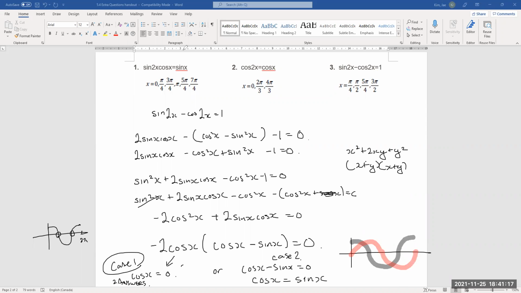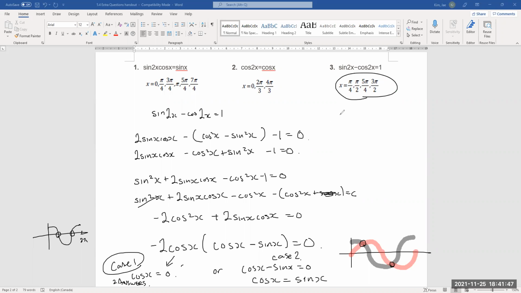So even here, in an interval of 0 to 2 pi, I should get two answers where cosine and sine are equal to each other, which makes sense. From case 1, I get 2 of these answers, and from case 2, I get the other 2 of these answers. See if that is enough. Pause the video, give yourself a chance to try it.